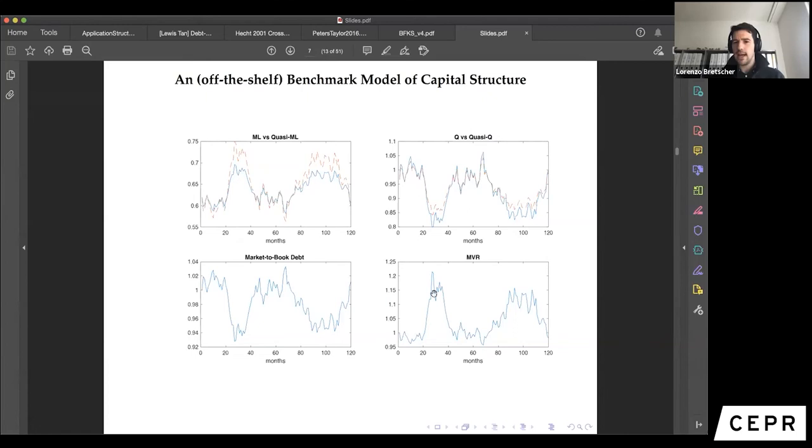Again, time varying and potentially very different from one. The same is true if you plot market to book debt ratio in this model or in this simulation. You can also calculate Q versus quasi Q in this simple model. And here again, you see that market-based Q is not always exactly the same as book value debt-based Q, okay?